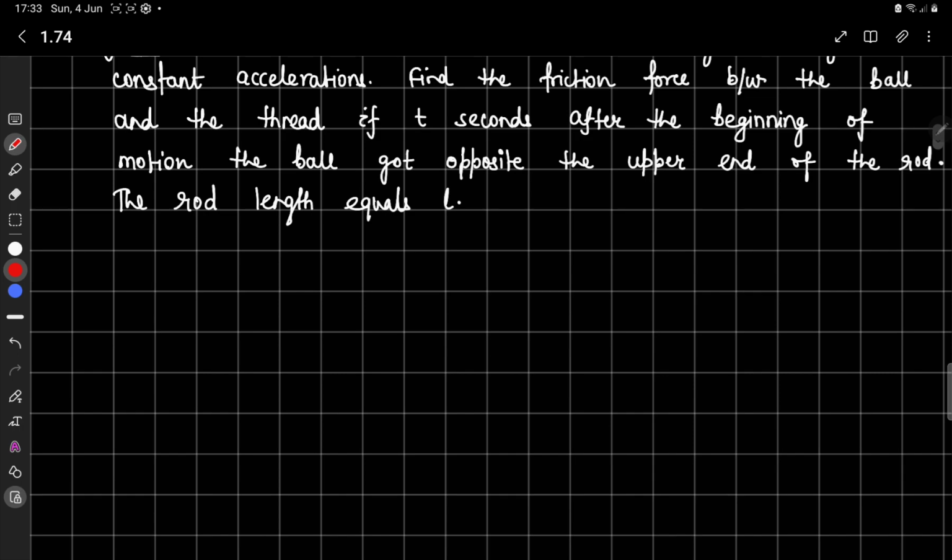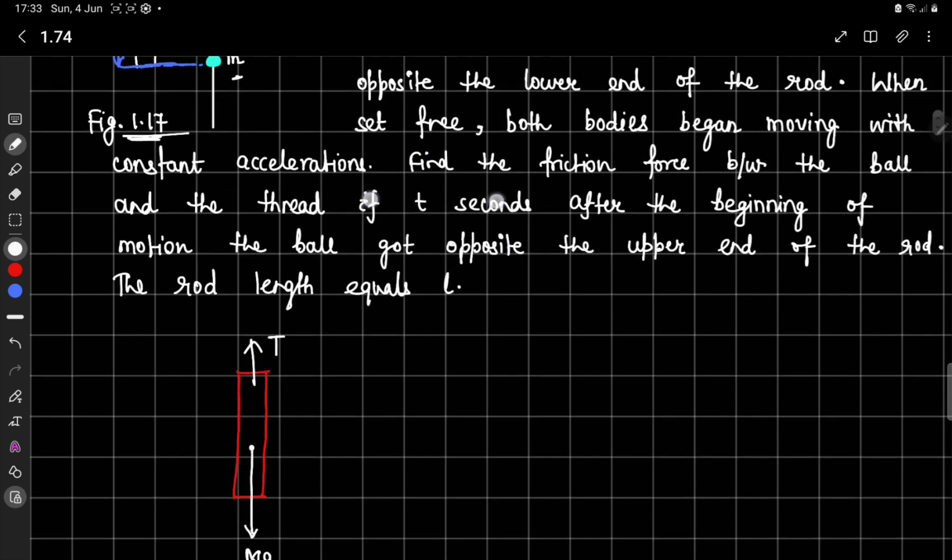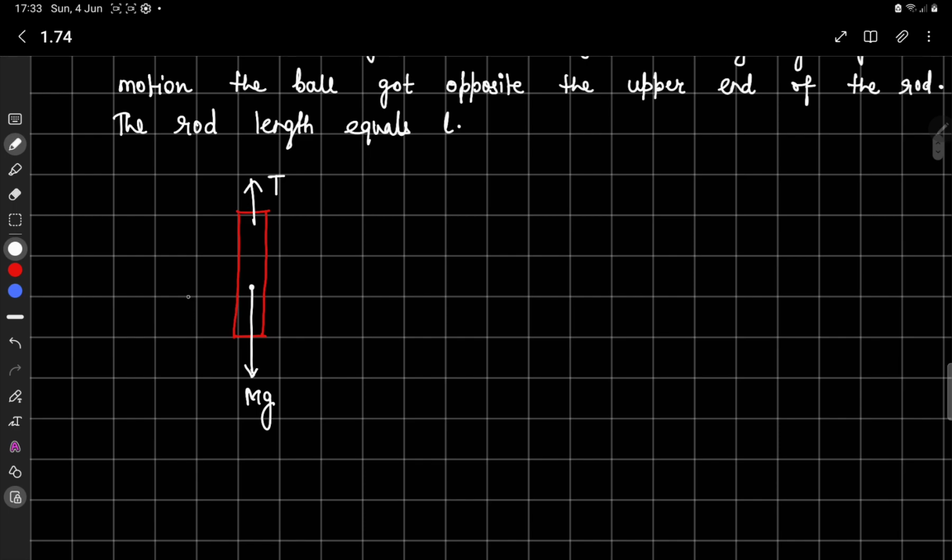Let us first draw the free body diagram of the rod. In the downward direction we have the gravitational force, capital Mg, and in the upward direction we have the tension force due to the thread. Let us assume the acceleration is in the downward direction, A_M. Using this free body diagram, we can write capital Mg minus tension is equal to capital M into A_M. This is the first equation.